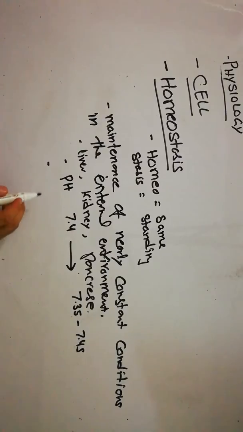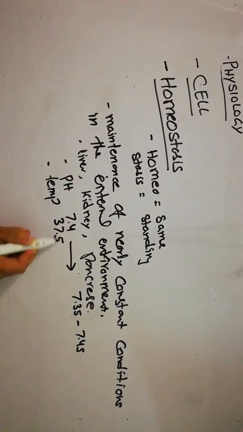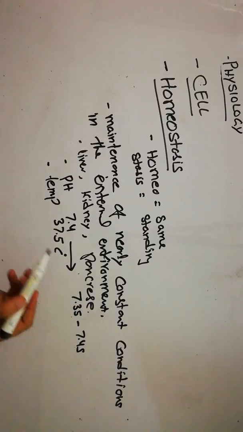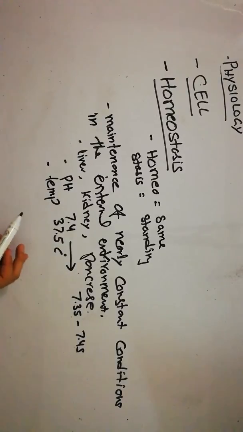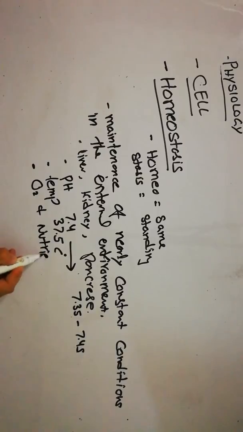Similarly, temperature of the human body is kept at 37.5 degrees centigrade. If the temperature moves above 37.5 or goes below 37, we feel sick and we cannot even perform our daily tasks. Similarly, other examples of homeostasis are availability of enough oxygen and nutrients to cells, and water and electrolyte balance.